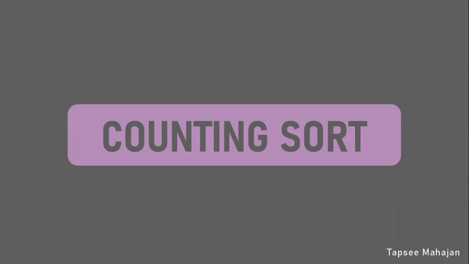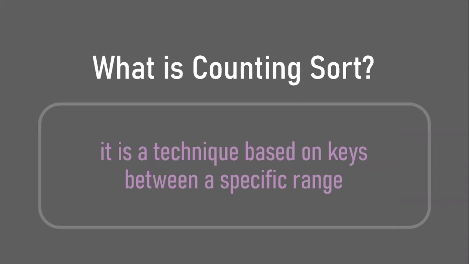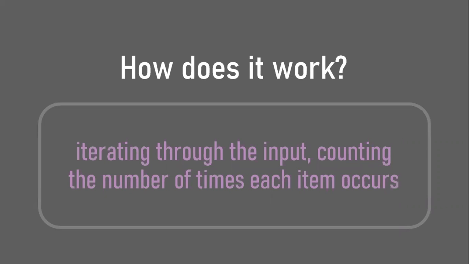Hi everyone, today I'm going to be talking about the counting sort algorithm. In this algorithm, there's a technique which is based on keys that occur between a specific range. How does the algorithm work?